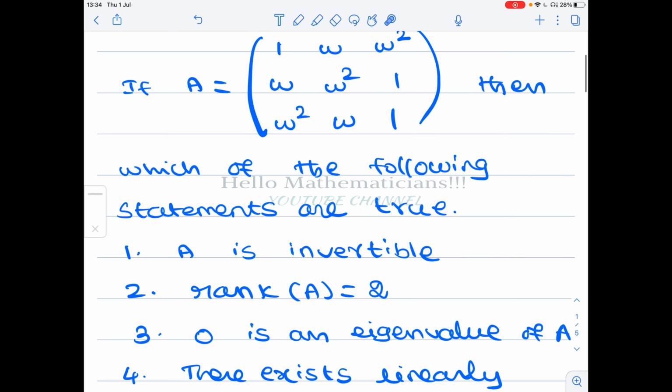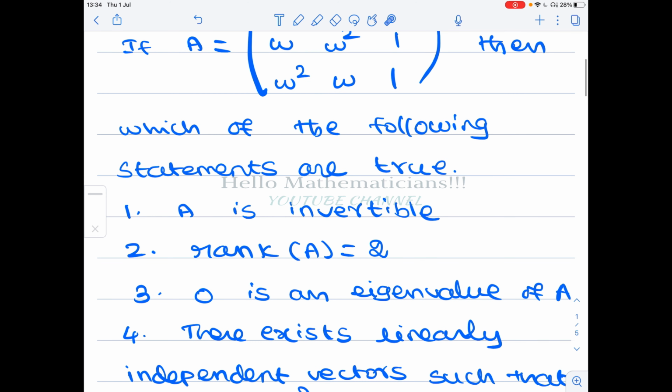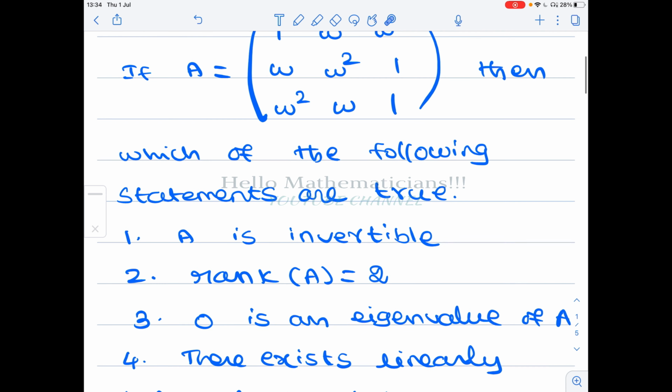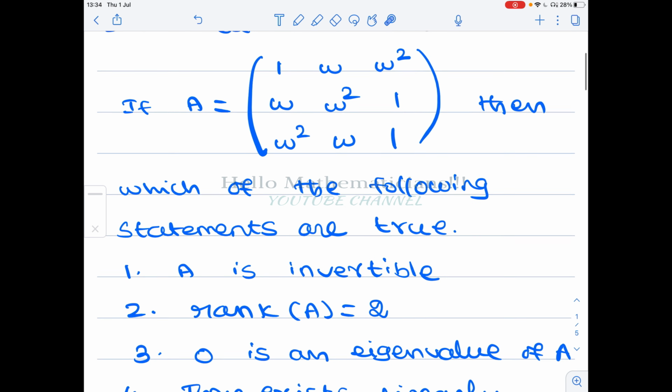We are asked which of the following statements are true. That is the question. First option, this matrix is invertible. Second option, rank of A is 2. Third, 0 is an eigenvalue of A. And finally, there exist linearly dependent vectors U and V such that AU, AV equal to 0.